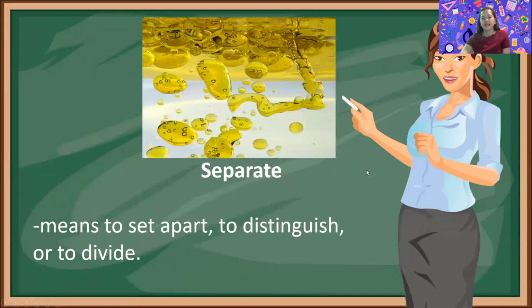Next, separate. Separate means to set apart, to distinguish, or to divide. In our photo, you can see the yellow color is oil and the white transparent color is water. So you cannot mix oil with water. So it separates, it divides, it sets apart. You cannot mix it, so it separates. All right.